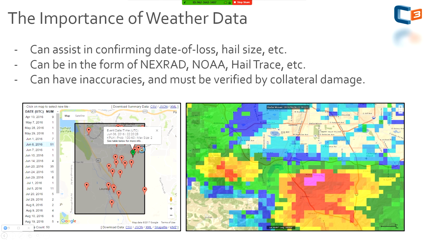There are a lot of resources out there. You can pull things like HailTrace. There's a lot of algorithm-based swath map services. We go to historical NEXRAD data tracks. You can pull that over the property. And then also NOAA actually has a lot of weather resources as well.